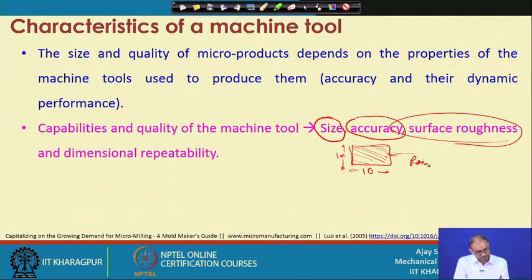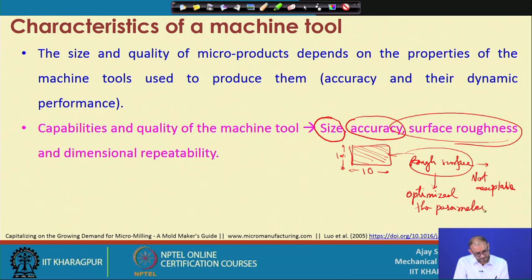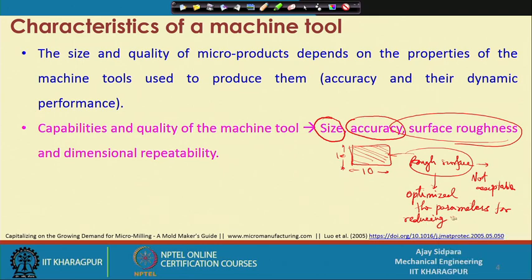If the surface is rough, the surface is not acceptable. So, to get this down, what you have to do is optimize the parameters for reducing surface roughness. Correct. So, there are many issues.